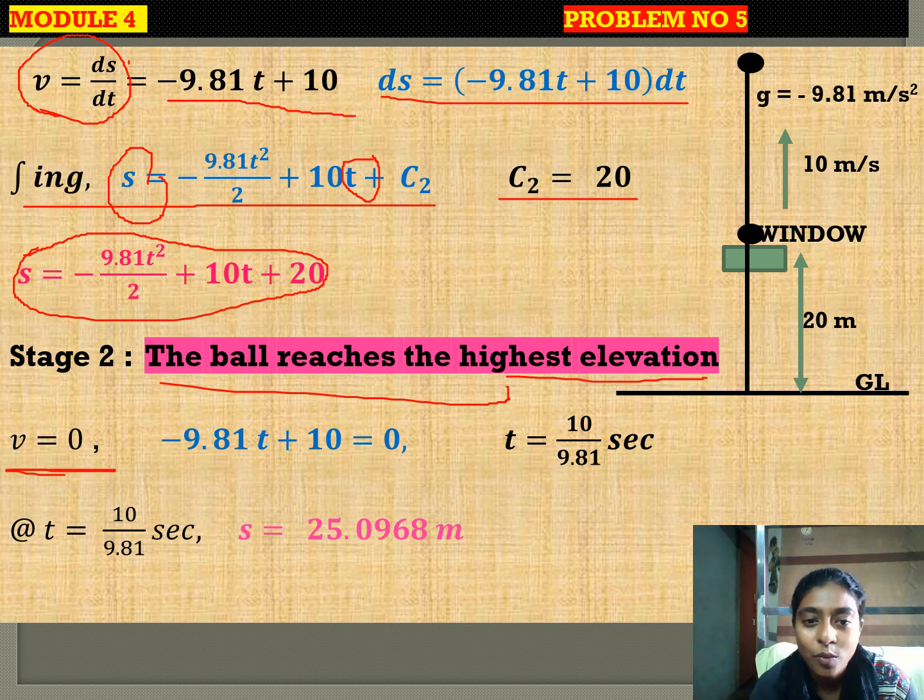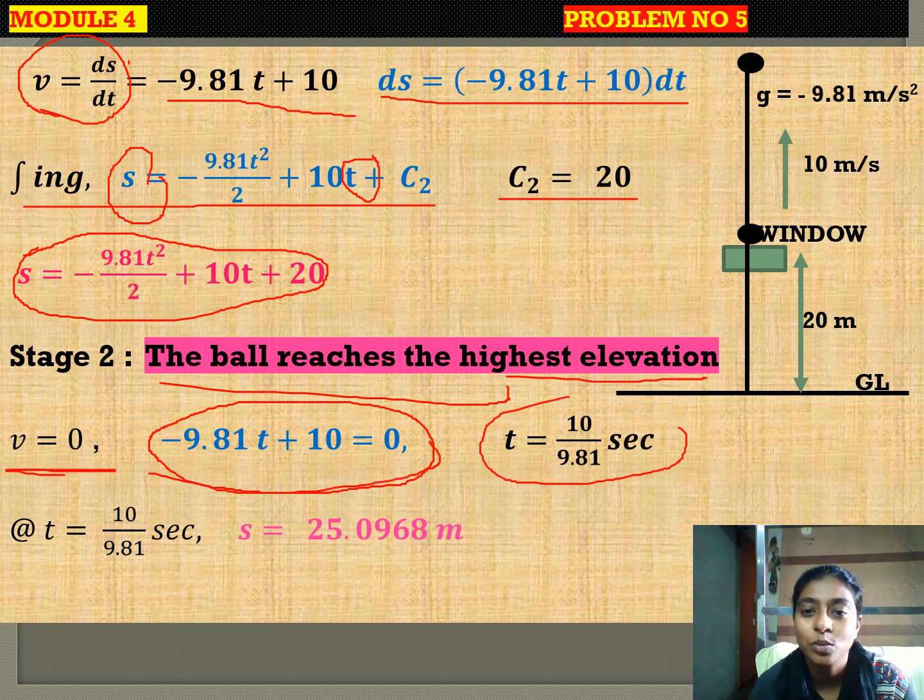We know this is the equation for velocity. So substituting velocity equal to 0 in the equation of velocity, we get time t equal to 10 by 9.81 second. That is, at t equal to 10 by 9.81 second, we get the maximum height, and that is equal to 25.0968 meter.